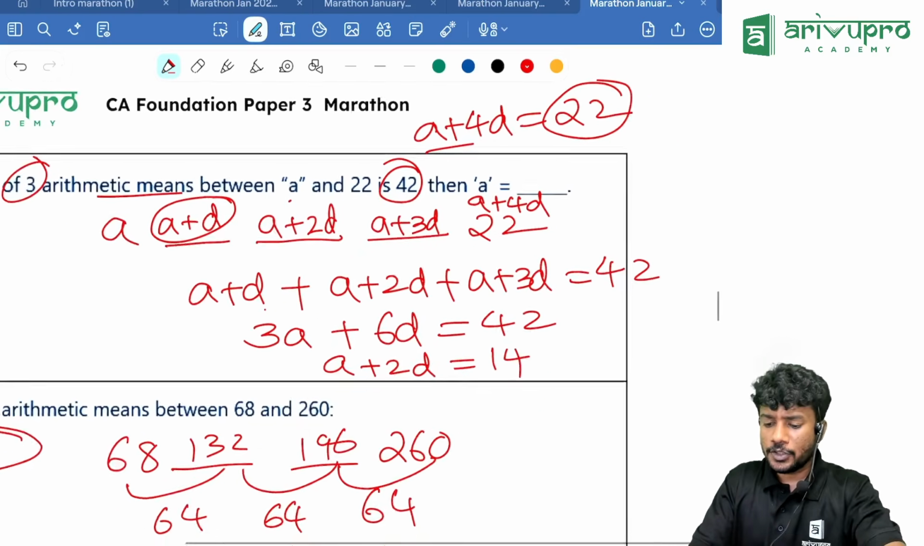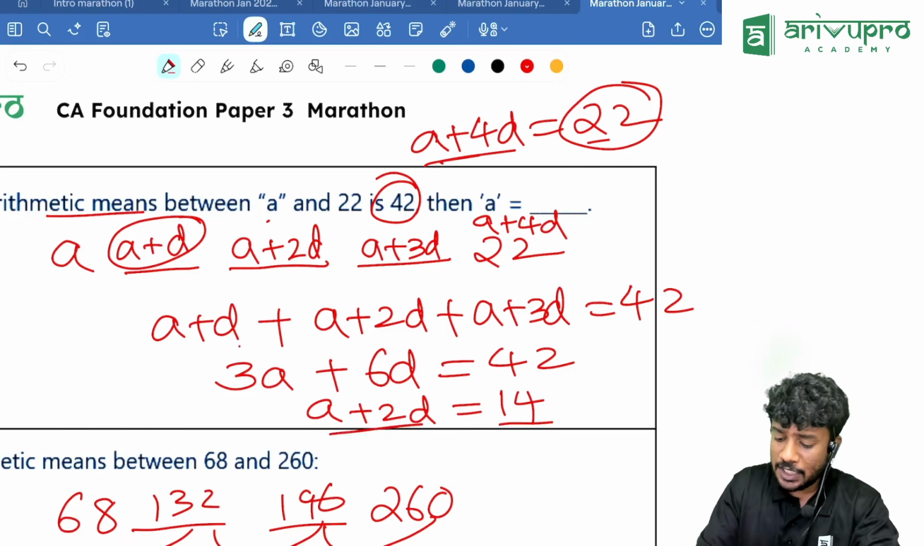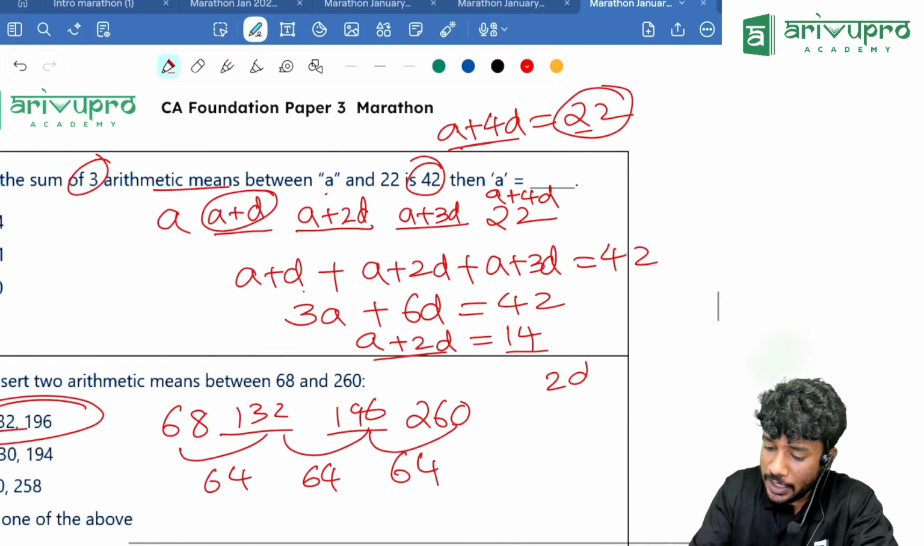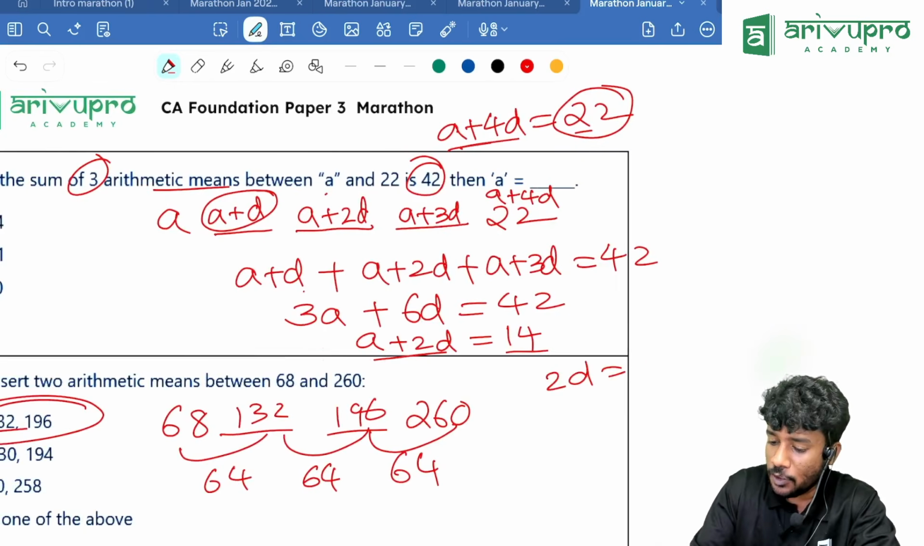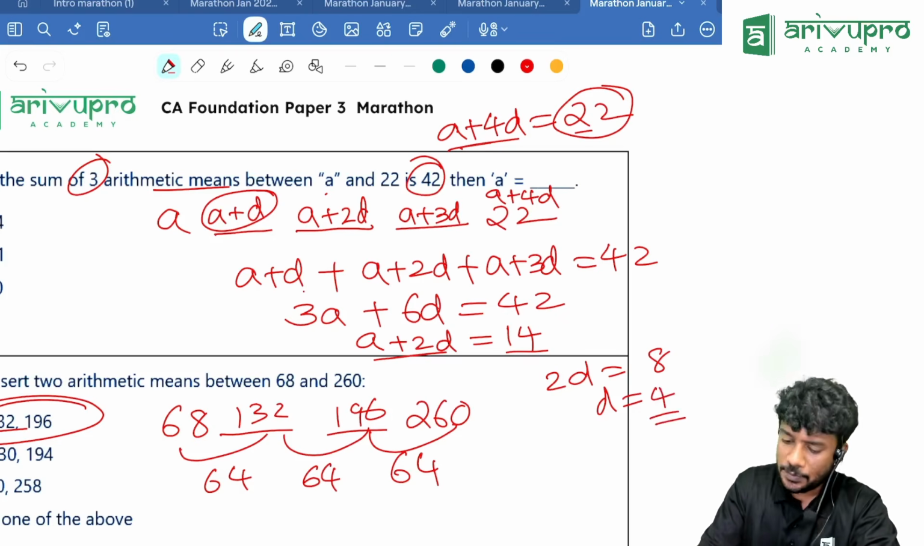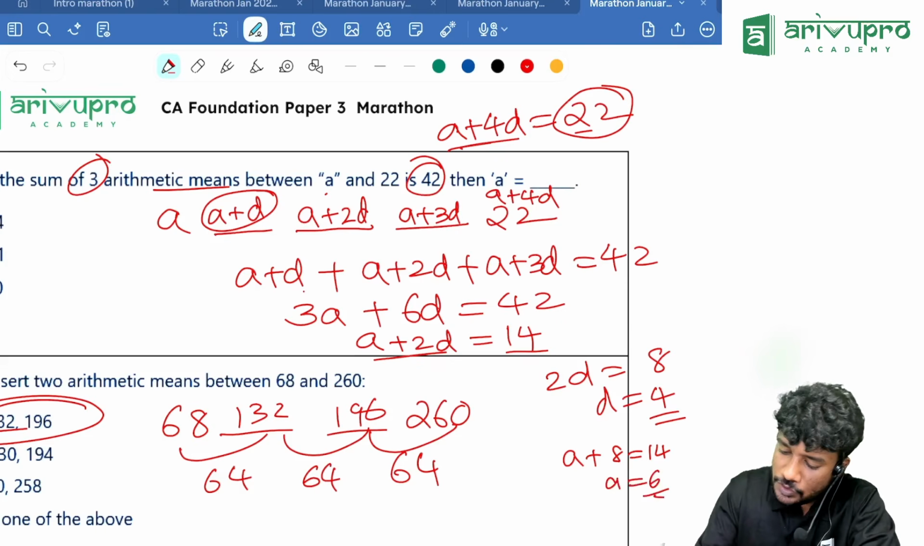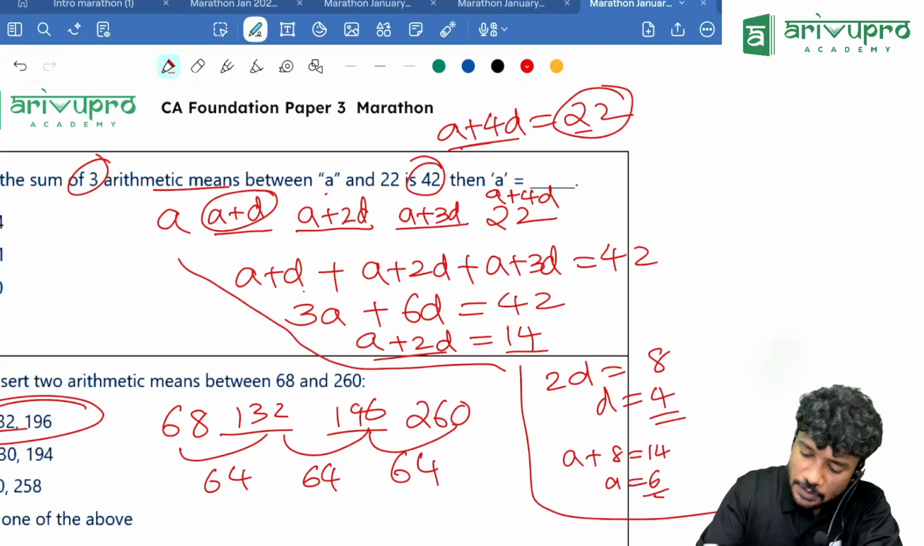So here, 22 is A plus 4D and 14 is A plus 2D. That means 2D is equal to 22 minus 14, which is 8. D is equal to 4. Then how will you find A? Substitute: A plus 8 is equal to 14. That means A is equal to 6.